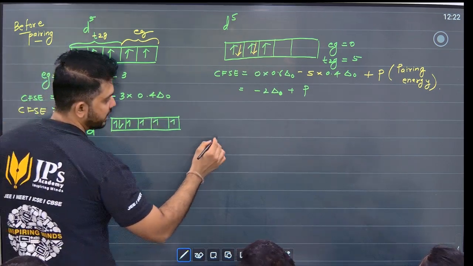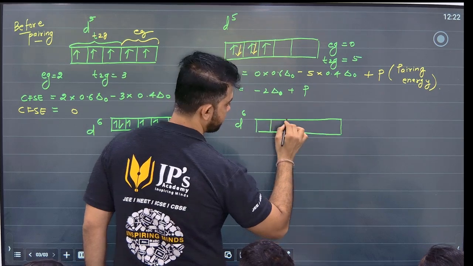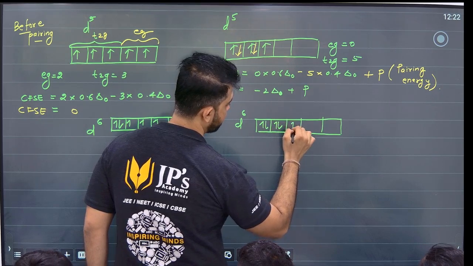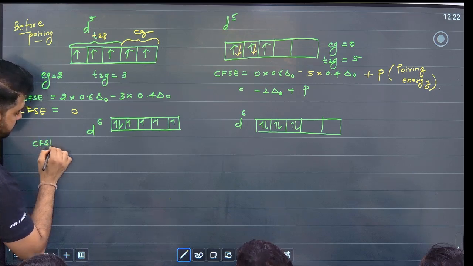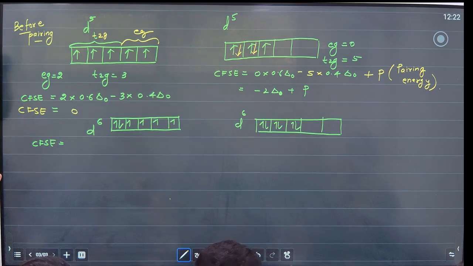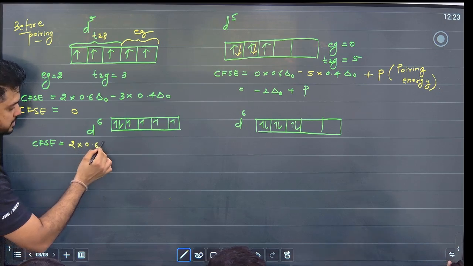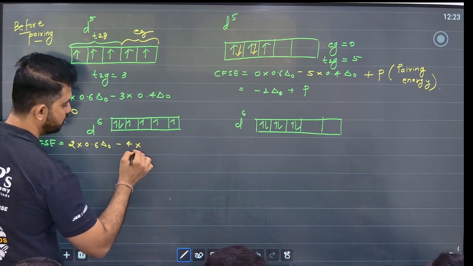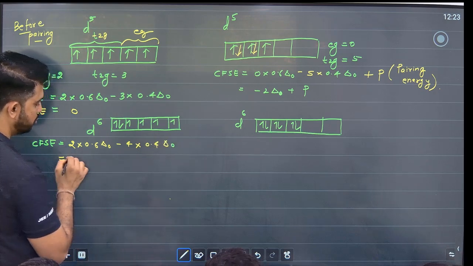Now how will D6 look after pairing? Can someone quickly find the CFSE for me over here? Number of electrons in EG, 2. So how much will that be? 2 into 0.6 times delta naught minus 4 into 0.4 times delta naught. How much is that total?